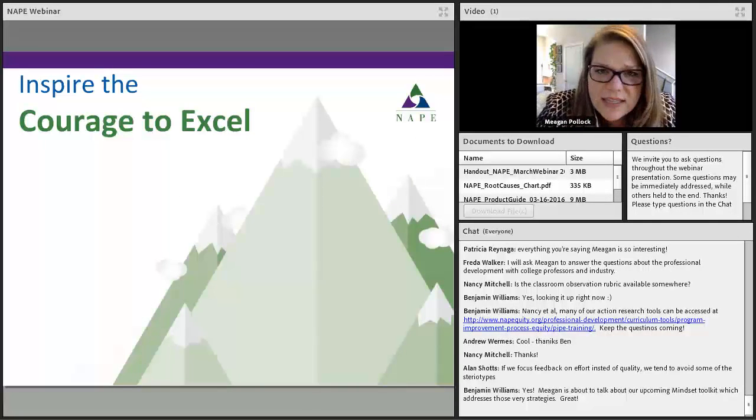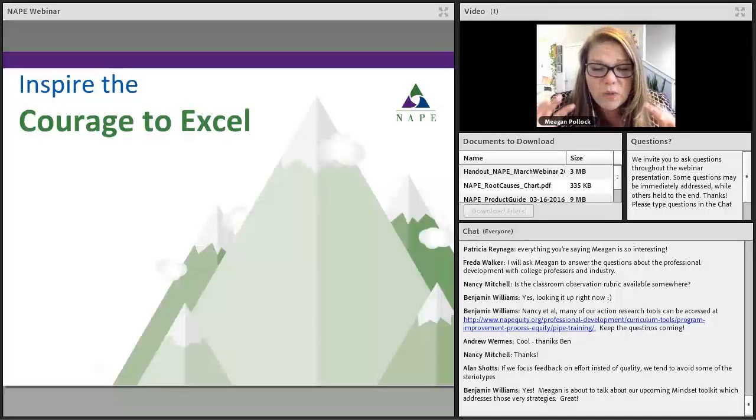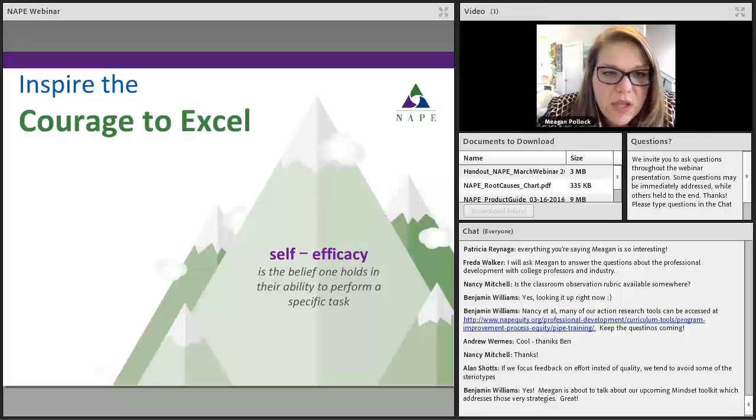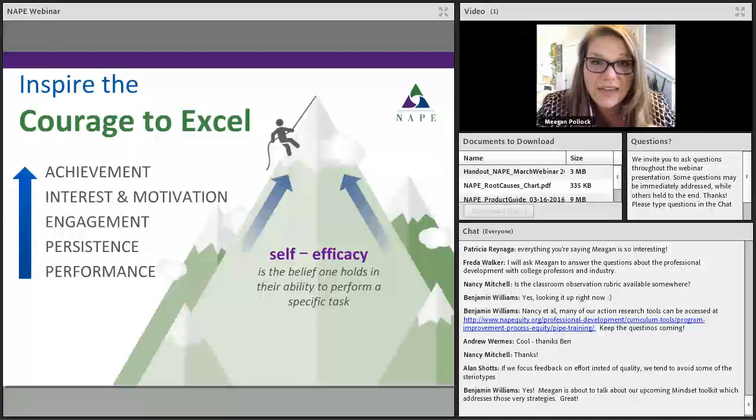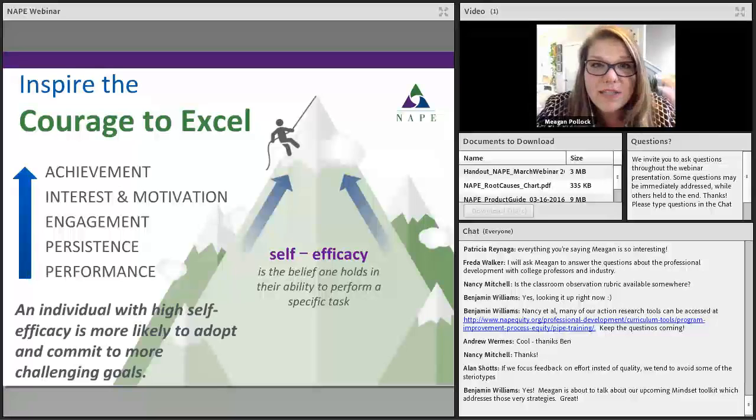Again, self-efficacy is a key part of our curriculum, and so much of the work that we do is tied into this. How are we going to build student self-efficacy to believe that they can succeed? How can we help those students realize their potential? Self-efficacy, as I said, is a belief that one holds in their ability to perform a specific task. A student with high self-efficacy is going to have greater achievement, interest, motivation, engagement, persistence, and performance. What's so fantastic about students with high self-efficacy is that they are more likely to adopt and commit to more challenging goals. This is what we want our students to have, right? Yes, we want them to have high self-efficacy.